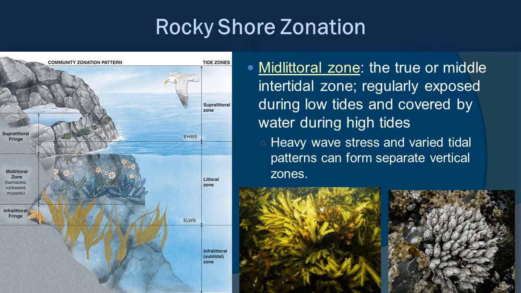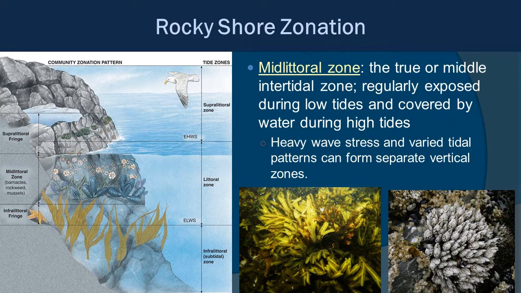Now we have the mid-littoral zone, and this is where you have a lot more diversity. It's the true middle, if you will, of the intertidal zone. It's regularly exposed during low tides to the air, but it's also generally covered up with water during high tides. It tends to have a lot of heavy wave stress simply because that's where the waves are coming and going as the tide's going up and down.